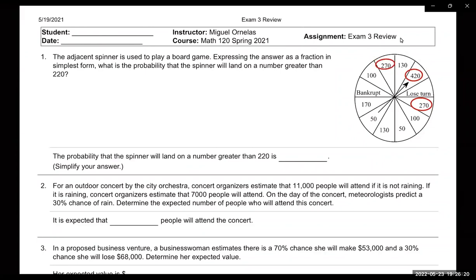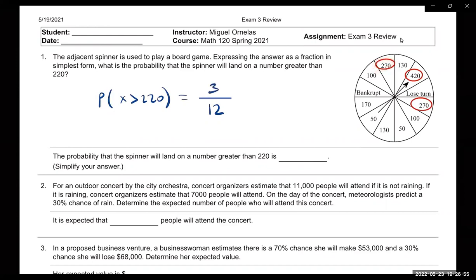And then what's the total number of possible possibilities, the denominator? So remember 12. One, two, three, four, five, six on the top, six on the bottom. So 12 total possibilities. That's always your denominator, the total possible outcomes. And your numerator is going to be the number of possible numbers that are greater than 220, which there are three.